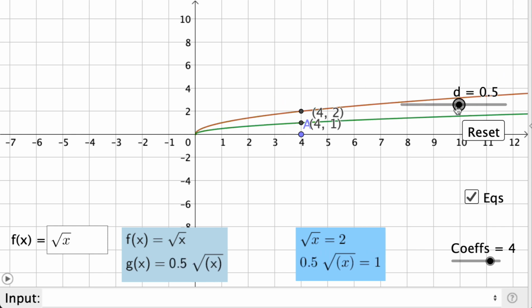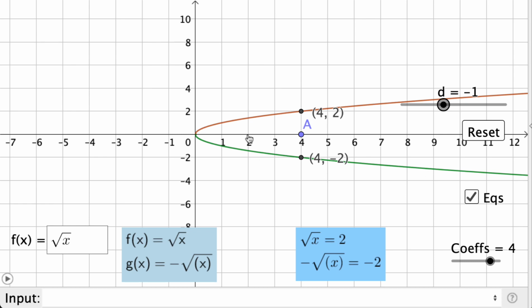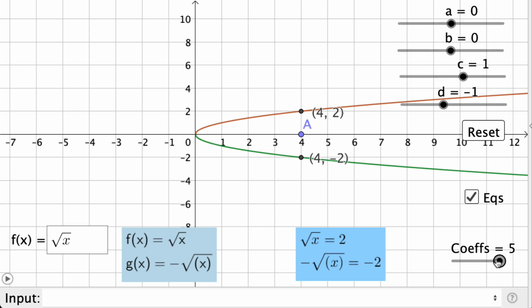If we multiply by a value between 0 and 1, we are compressing it vertically. So that our same x value gives us a y value of 1, which is only half of the original y value we had of 2 for the original function f of x. And then when we go negative here, we end up flipping over the x-axis. Okay, so those are the basic 4 different things that can change the function, but we also can start to combine them.